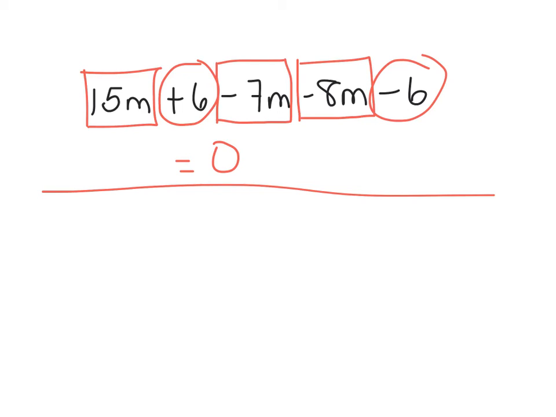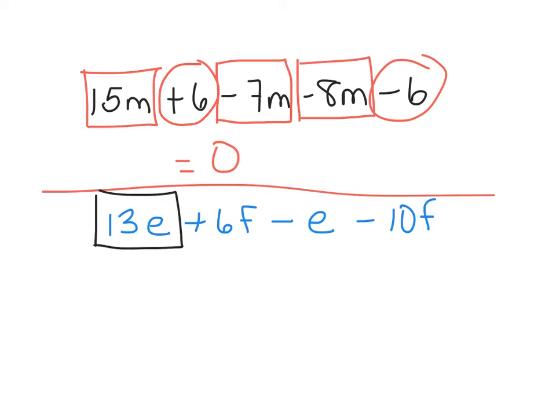Let's see. Let's do one more. I think that should be pretty good. Let's do 13e plus 6f minus e minus, I don't know, let's do 10f. All right, so we're going to keep doing the same thing that we've been doing. We start at the left. Are there any other e terms? Scrolling through, I see this. All right, now there's no number in front of this second term that has an e.